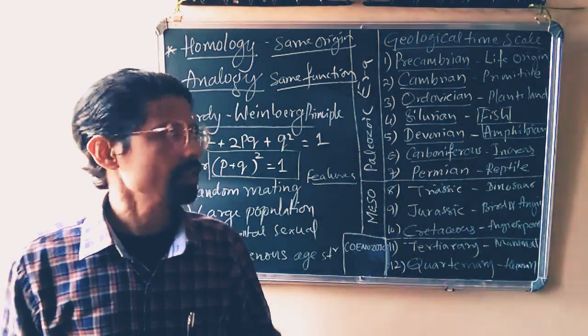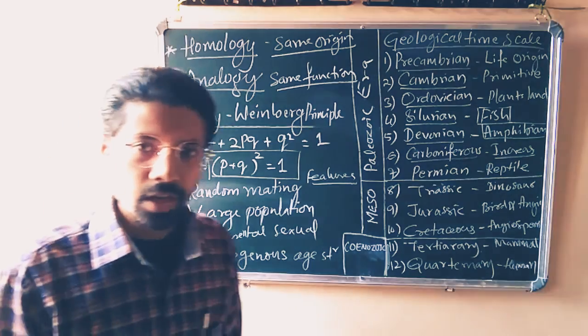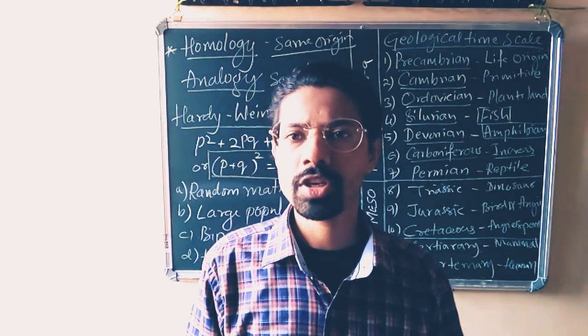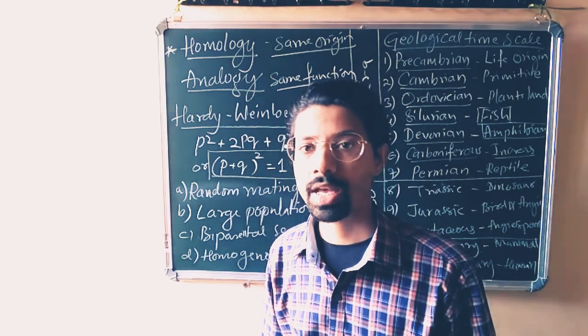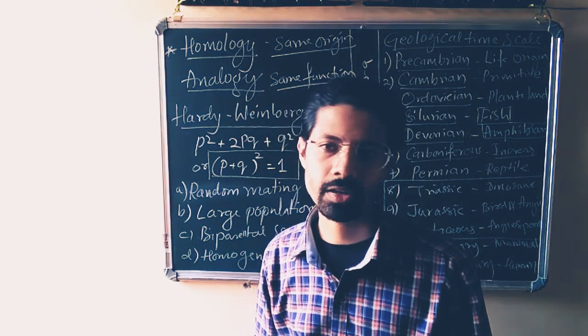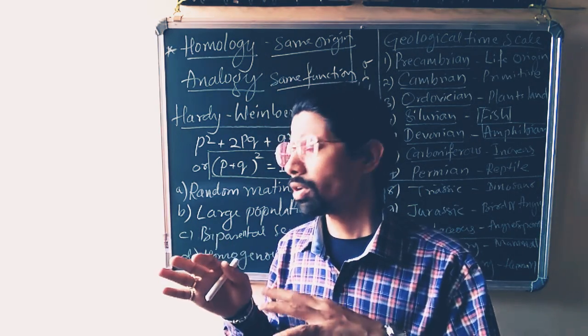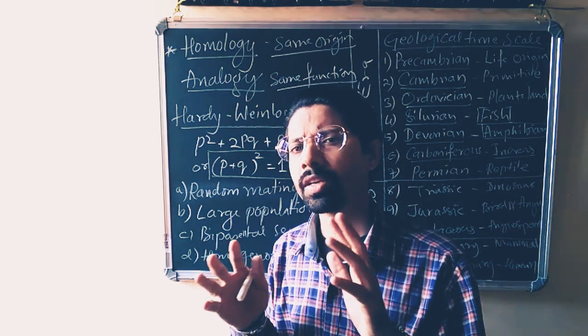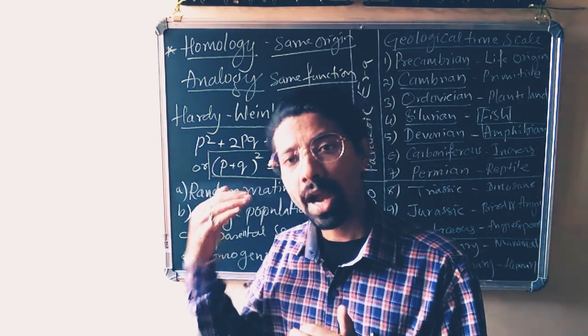Analogy is the opposite of it. Here they have the same function, so functionally same but structurally different. These organs are called analogous organs, and the study of analogous organs is called analogy. Examples here are the same: you can take certain organs of invertebrates and vertebrates.